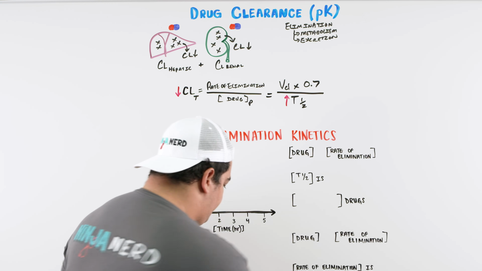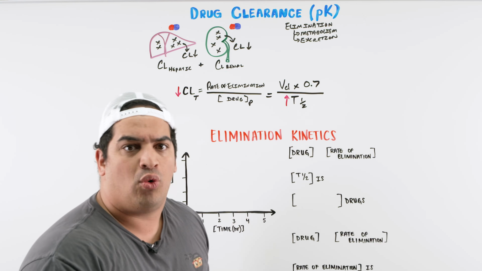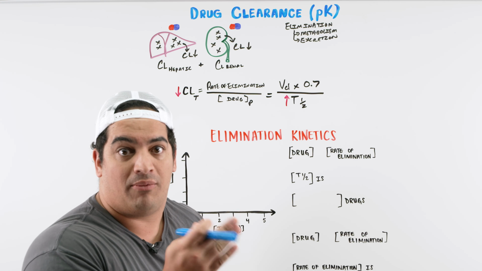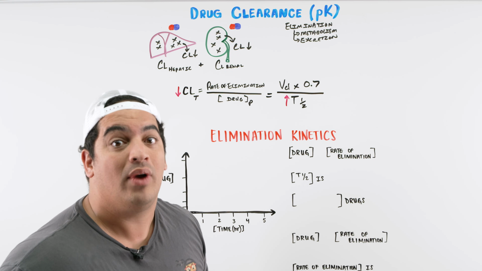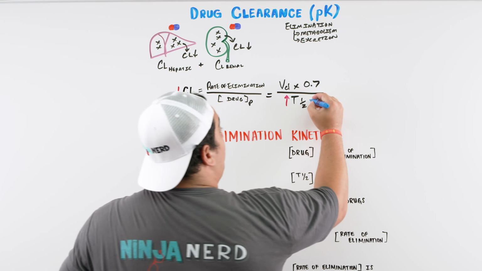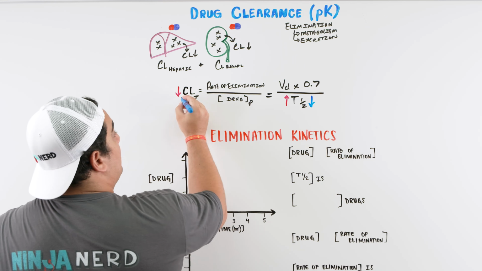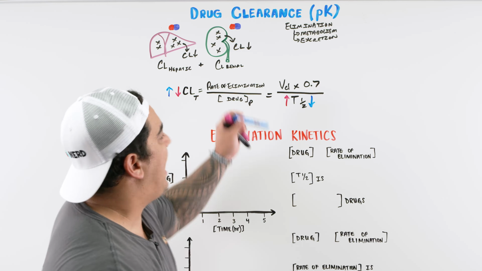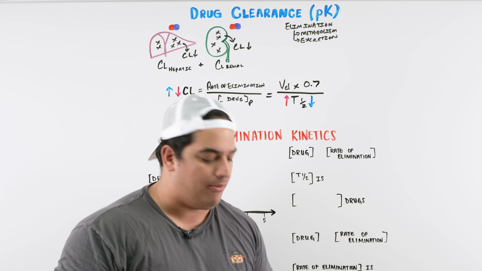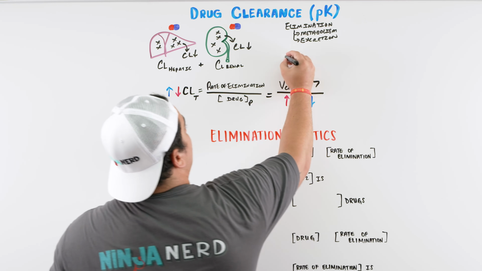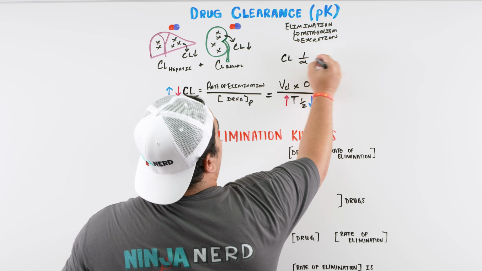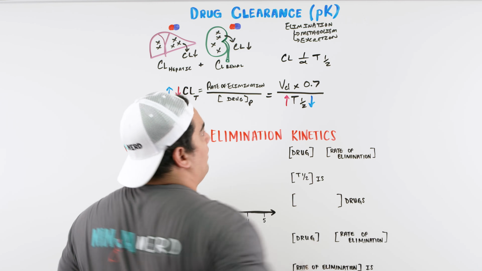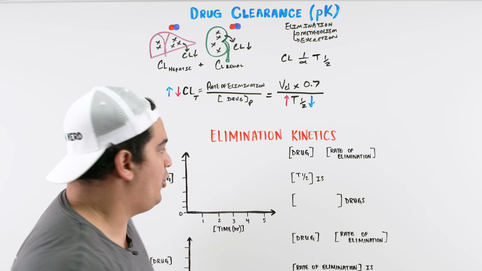In the same way, if I have a drug that has a very short half-life, it takes very little time for it to go from 100% to 50%. I'm clearing it very quickly. If that's the case, then half-life goes down. What happens to the clearance? The clearance will subsequently go up. So remember, clearance and half-life have an inversely proportional type of relationship. Let's write that down. So clearance is inversely proportional to half-life. That's an important concept to remember, especially for USMLE.